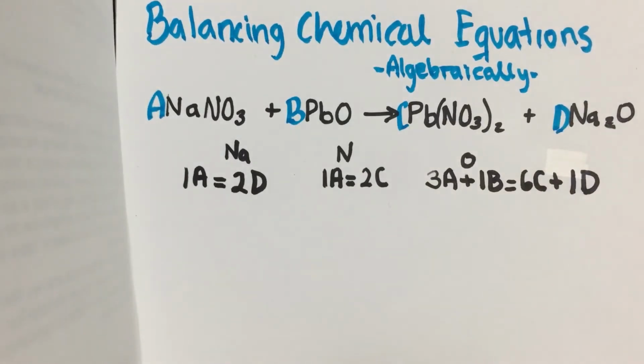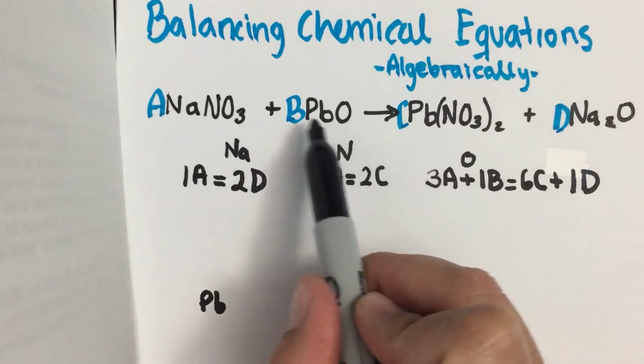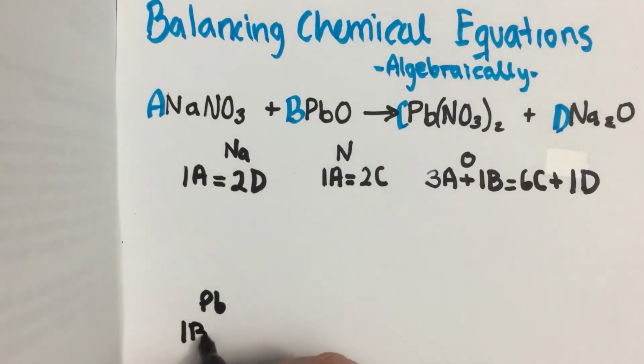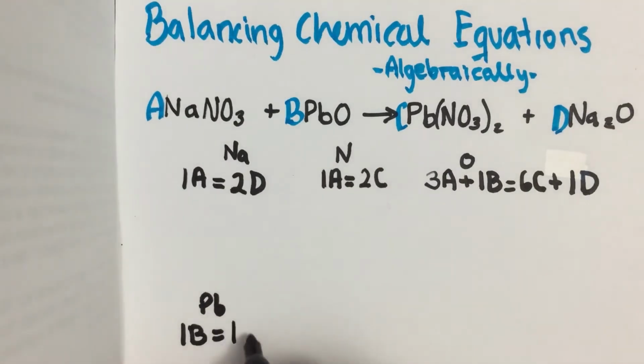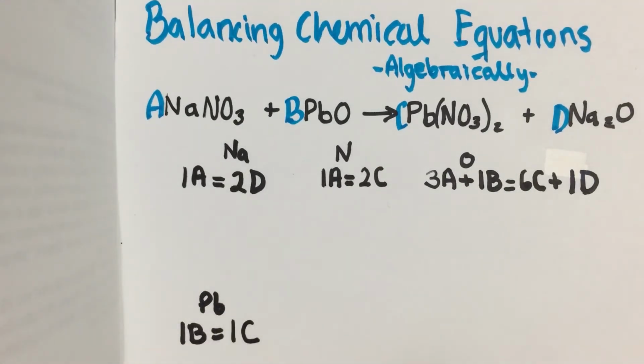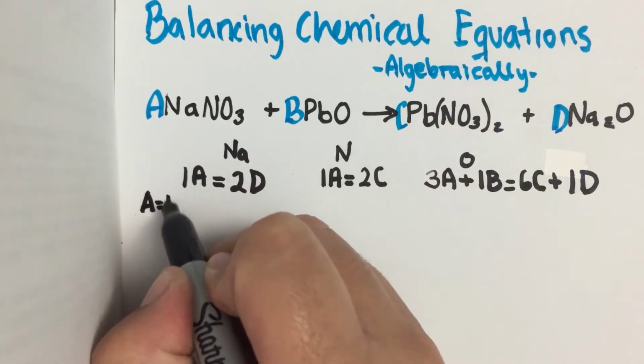All right, then we express lead. Lead, we have 1B equals 1C. Once you have all your equations, you set a starting point. You can pick the variable that is repeated the most, or just A. So in this case, we're going to set A equals 1.